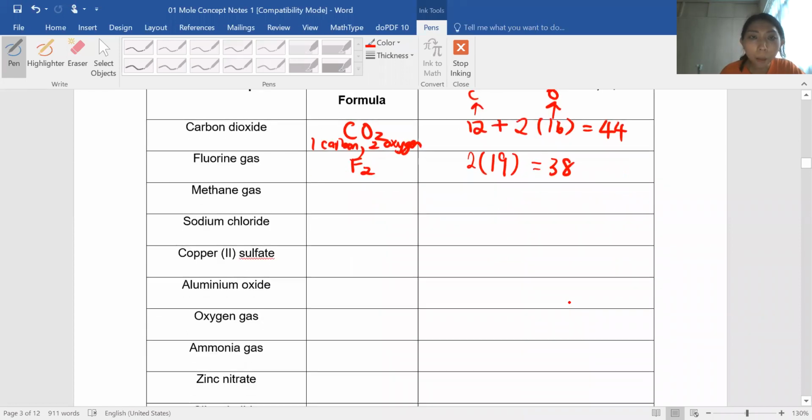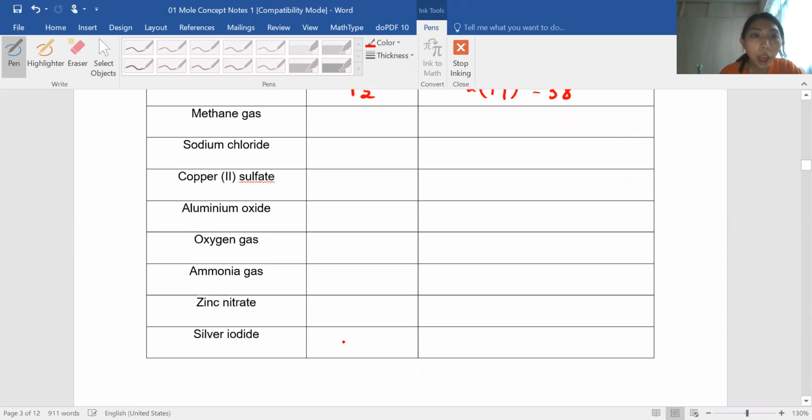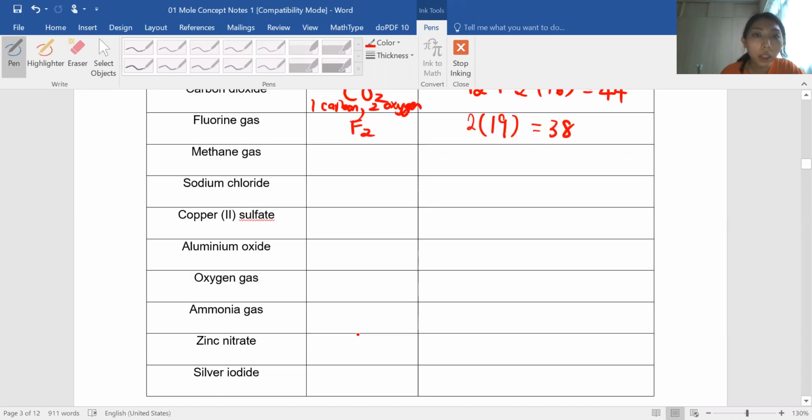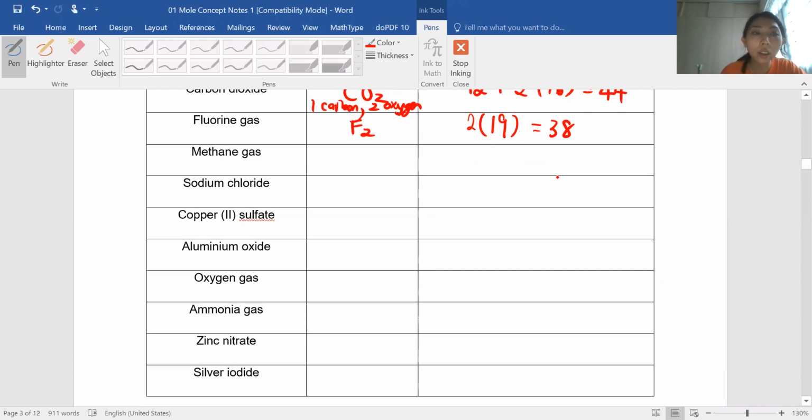I will pause here for a while, so please pause the video and continue the rest of the practice questions yourself. Now, if you need help with the formula, because if you can't get the formula out, you cannot get the relative molecular mass out. If you need help with the formula, let me give you the formula now. If you are confident and want to try, please pause the video now so that you can try out the formula yourself.